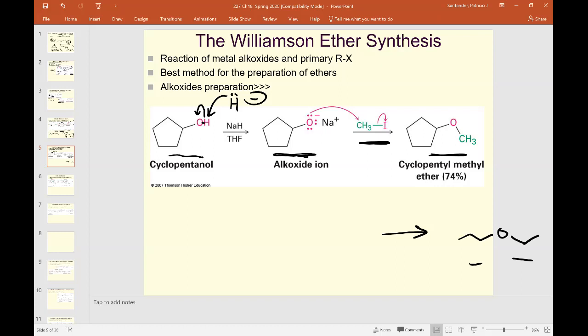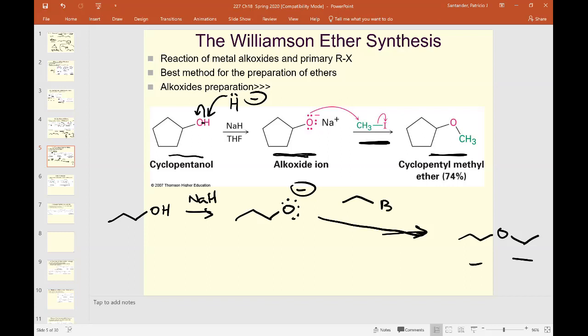I can use propyl alcohol. I react that with sodium hydride. That will allow me to make the alkoxide. And then I can react this alkoxide with the 2-carbon atom halide. I can use a bromide, for instance. And then I will have displacement of the bromide, and I will get the final product.